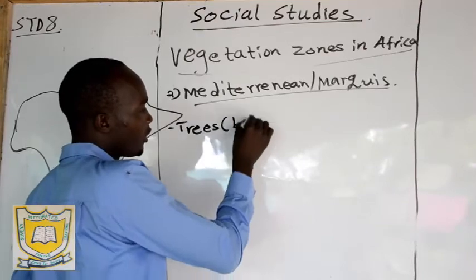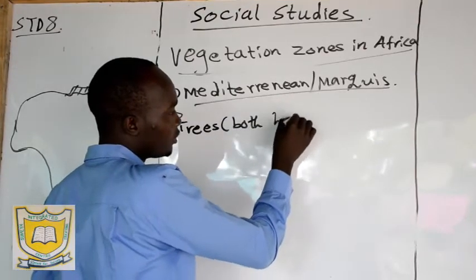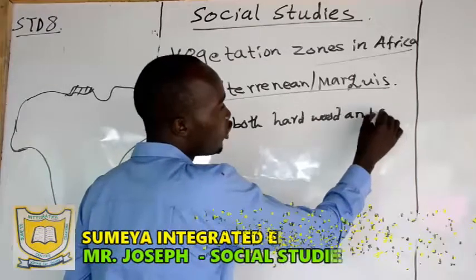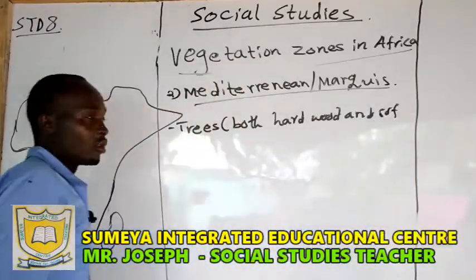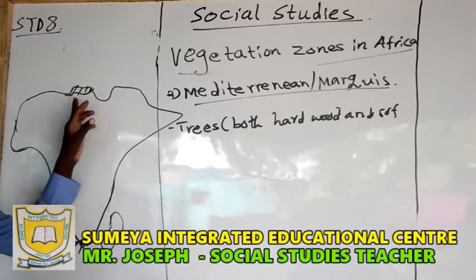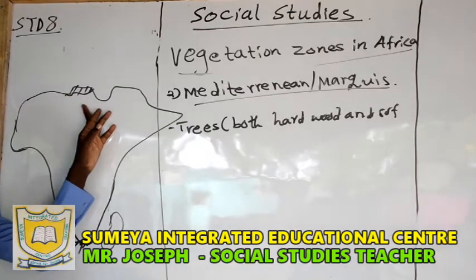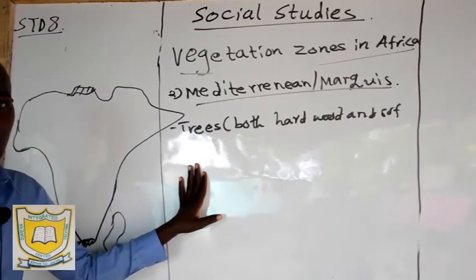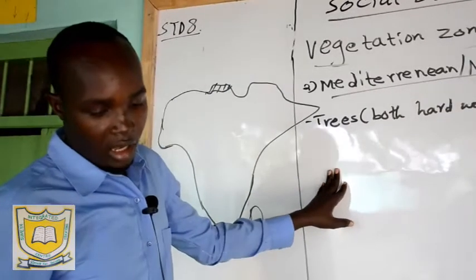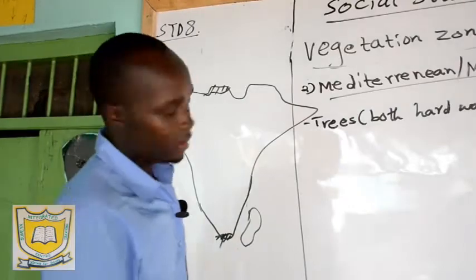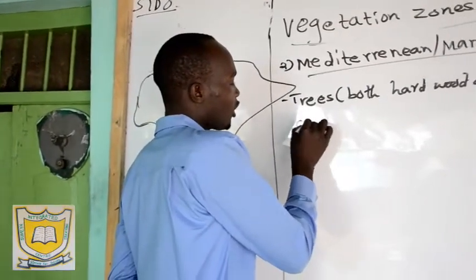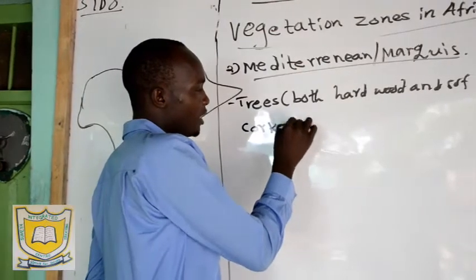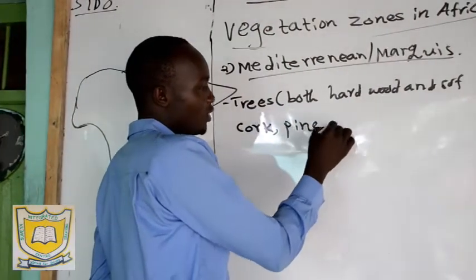The main trees here are both hardwood and softwood. So when you move to this forest, you'll find that it's hardwood, and we have also softwood in this forest. The main vegetation here is cork, or the main tree is cork. Then we have pine. Pine is a softwood.